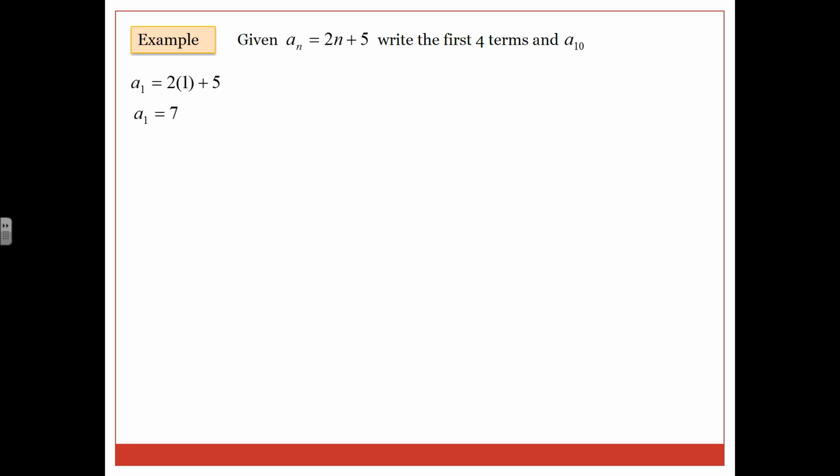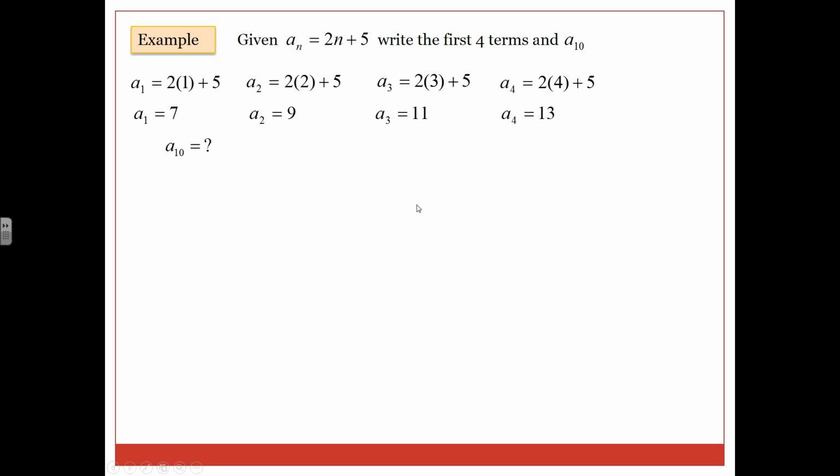So let's do that for the second term. Plug in 2 for n. So 2 times 2 plus 5, and you get the second term is 9. You can do that for the third term. Plug in 3 for n, and you get 11. And then we have to do this for the first 4 terms, so we have to do it one more time. Okay, so we plug in 4 for n, and we get 13. Fantastic. So now last part of this problem is to figure out a sub 10.